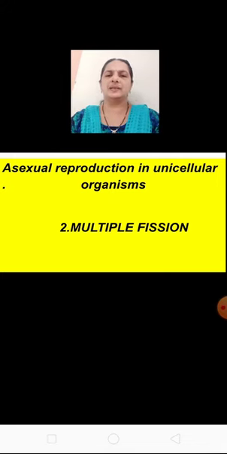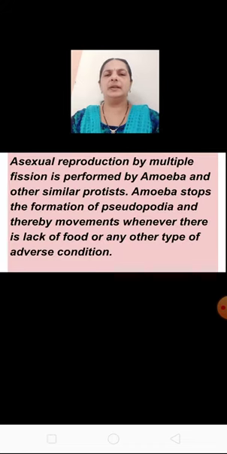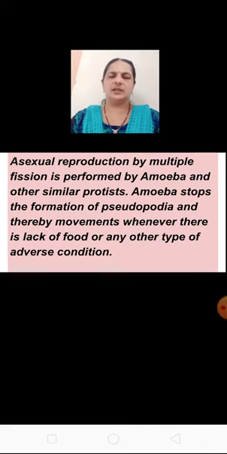Now coming to the next part, multiple fission. This is also asexual reproduction in unicellular organisms. Asexual reproduction by multiple fission is performed by amoeba and other similar protists. In amoeba, in some unfavorable condition like lack of food or any adverse condition, the amoeba will stop formation of pseudopodia. What will happen in favorable conditions? We saw it will divide into two in any plane.